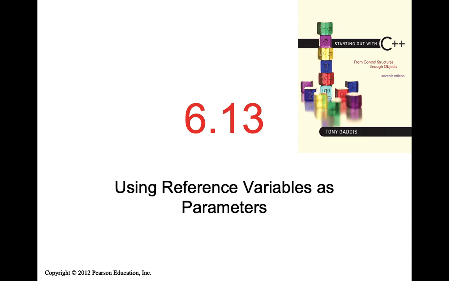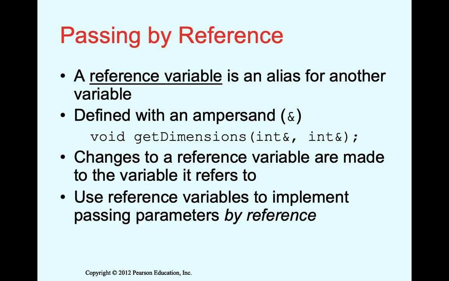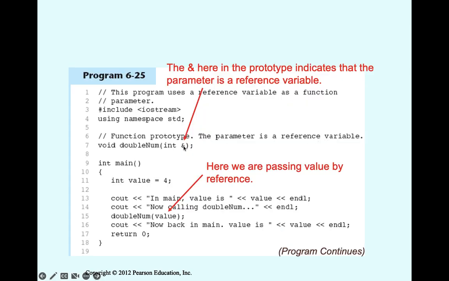Now let's talk about using reference variables as parameters. If you remember in this chapter, we talked about call by value. In call by value, when you call a function, the function takes a copy of the argument and cannot change the variable. But here you have the option to make it a reference. You make pass by reference and not pass by value. How to do that? In the prototype, you write this sign after defining the parameters. So void double num, int, and we have this reference sign.